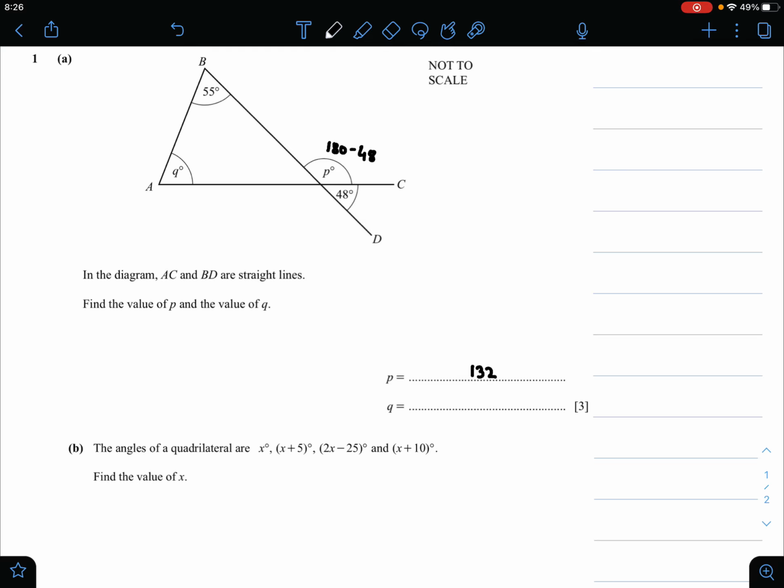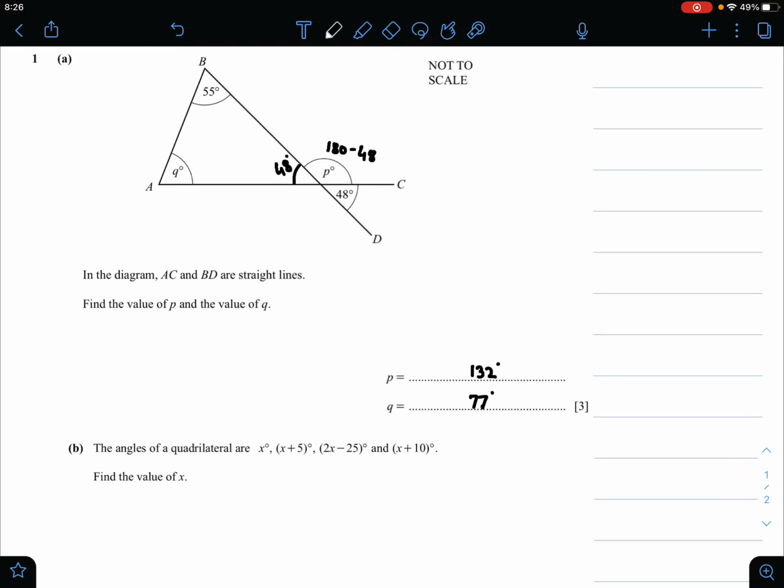Now let's move to finding the value of Q. Again, we know that opposite angles are equal as well. So 48 and 48, because opposite angles are equal, and angles in a triangle add up to 180. So we can simply do 180 minus 55 minus 48 to find the value of Q, which is 77 in this case. So 77 degrees and 132 degrees will be our final answers for part A of this question.